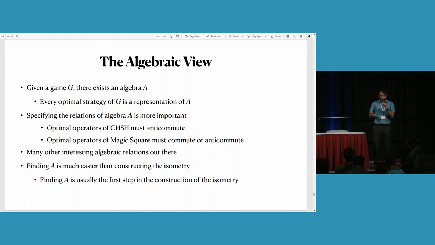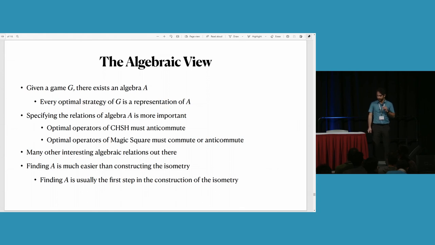So let me tell you about the algebraic view on self-testing. Given a game G, I'm always guaranteed that there exists an algebra A with the following property. Every optimal strategy of the game G is a representation of this algebra A. Now, for a lot of the applications of self-testing, specifying the algebraic relations between, say, generators of this algebra is all that you need, including for our result. Let me give you a few examples of what this algebra looks like for some simple games. For example, in the case of CHSH, the optimal operators always anti-commute with one another. So that's the algebraic relation. And in the case of Magic Square, the pair of operators either commute or anti-commute, depending on which pair you look at. There are many other interesting algebraic relations, not just commutation or anti-commutation.